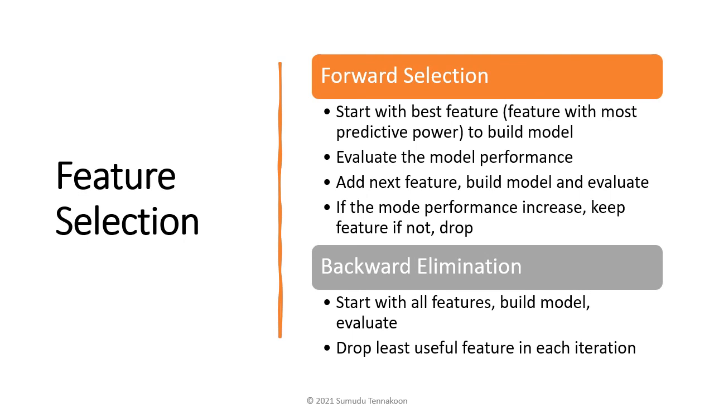So I have a couple of things to discuss. One is how we can do the feature selection. In feature selection, there are many ways, but here I'm going to describe the very basic ones: forward selection and backward elimination. In forward selection, we select features by starting with the best feature. So how can we decide which is the best feature?